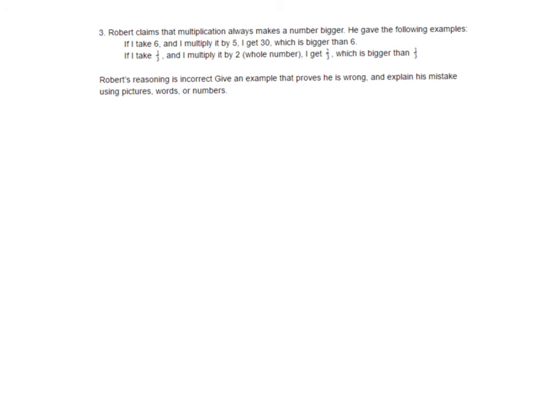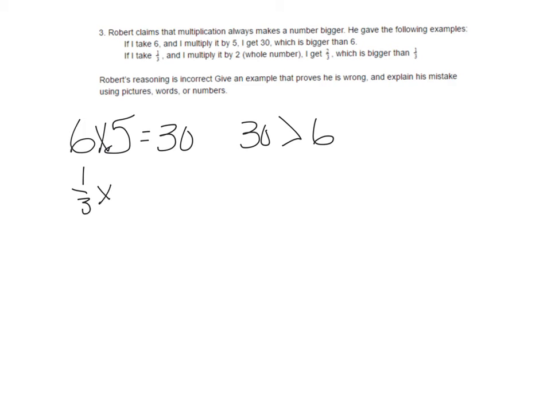Let's move on. Robert claims that multiplication always makes a number bigger. He gave the following examples. If I take 6 and multiply it by 5, I get 30, which is bigger than 6. So he said 6 times 5 equals 30. And 30 is bigger than 6. If I take 1/3 and I multiply it by 2, I get 2/3, which is bigger than 1/3. 1/3 times 2 equals 2/3, and 2/3 is bigger or greater than 1/3.